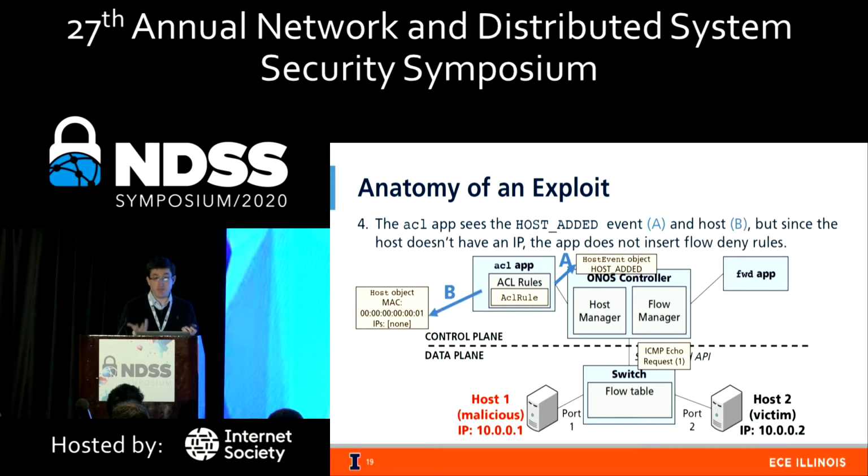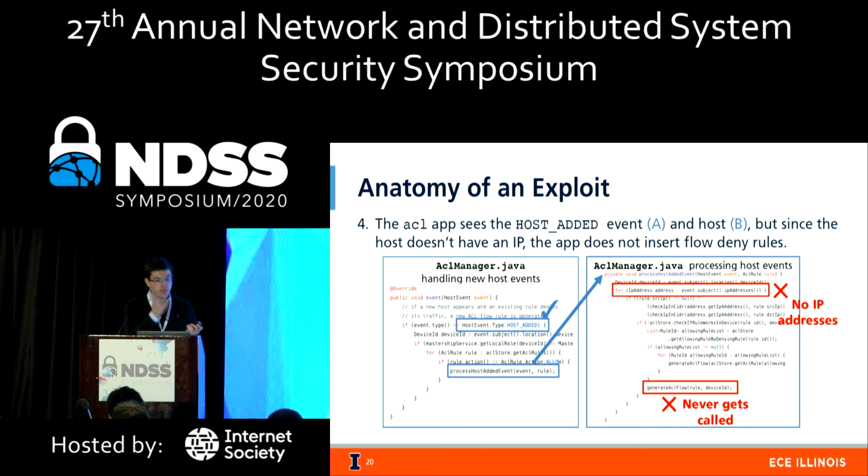The firewall or access control app sees that host added event and that host object information. But since the host doesn't have an IP address, the app doesn't insert any flow denial rules that would otherwise prevent data plane communication. Looking at the code very briefly here, the event handler is on the left. Anytime it sees a host event in the access control app, it says, I'll try to process that. On the right, you see the code for the processing. Basically, it looks at every IP address of that host and sees if it matches the policy that's already been instantiated. Since the host doesn't have an IP address, the call to insert a flow denial rule never gets called.